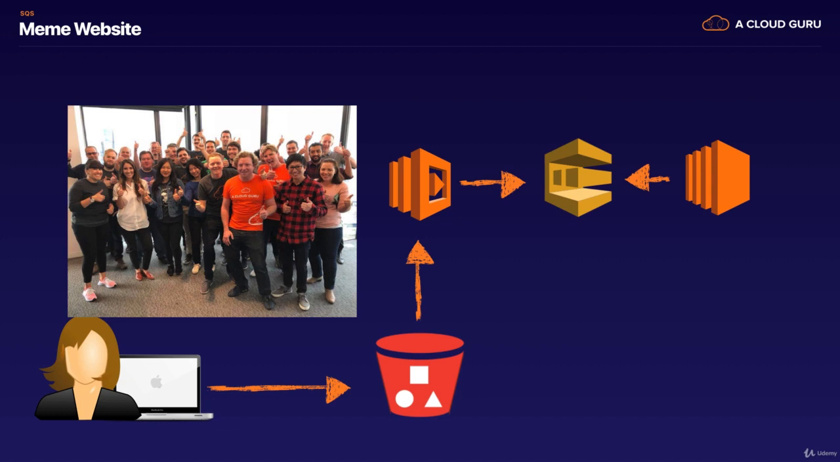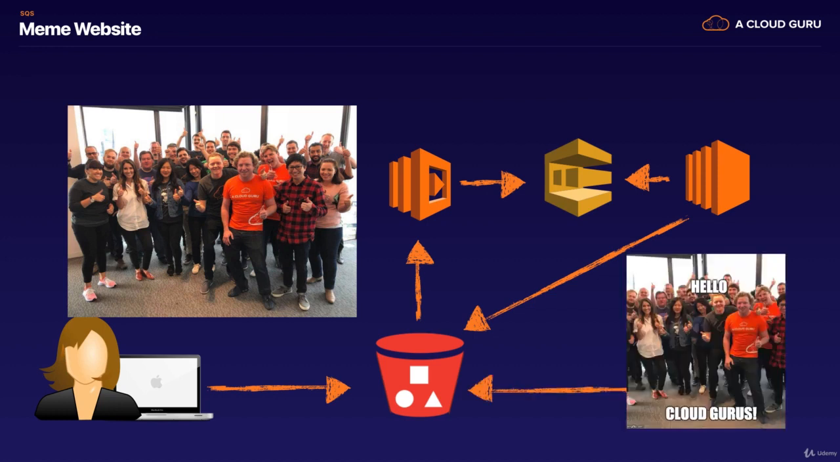When they get a message, they take that message from the SQS queue and then go ahead and create the meme. Let's say they store that meme into S3. It looks something like this: Hello, Cloud Gurus. That is then stored in S3. Now, if we were to lose our EC2 instance or a fleet of EC2 instances, the messages are still held in the SQS queue and another EC2 instance can come along and process them.